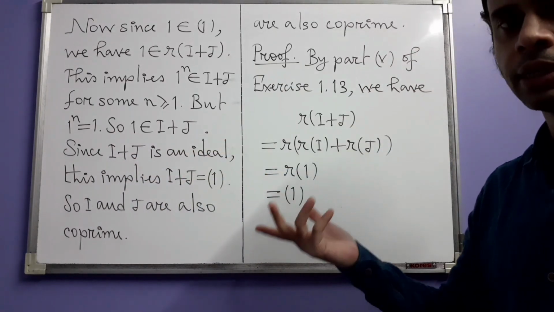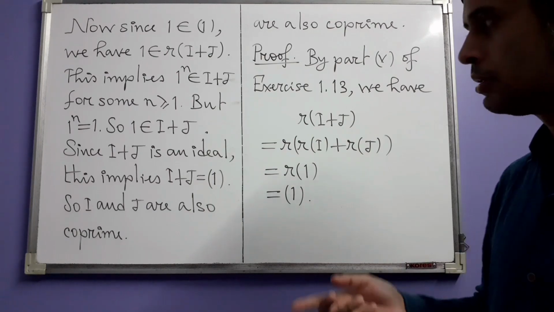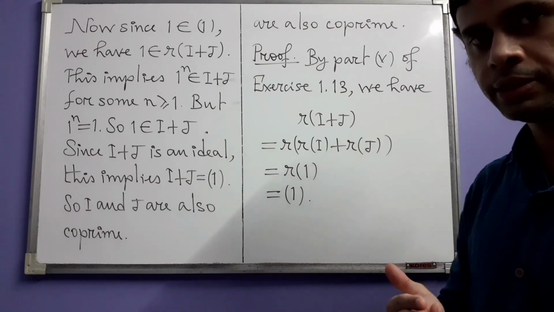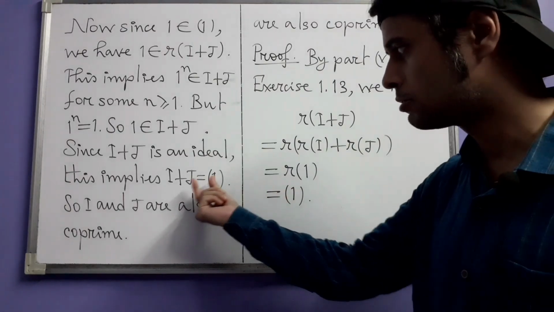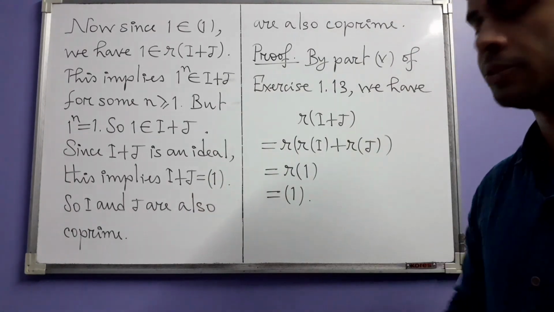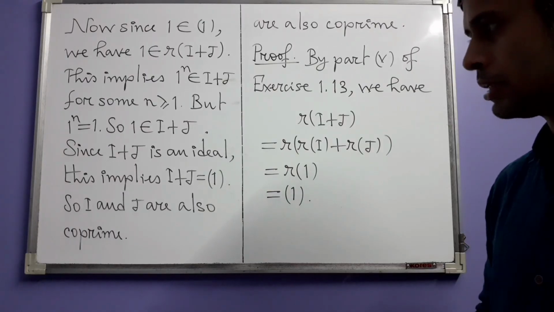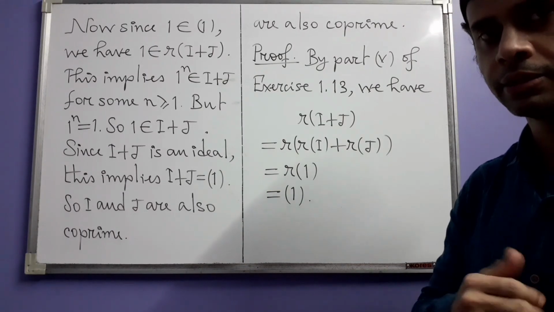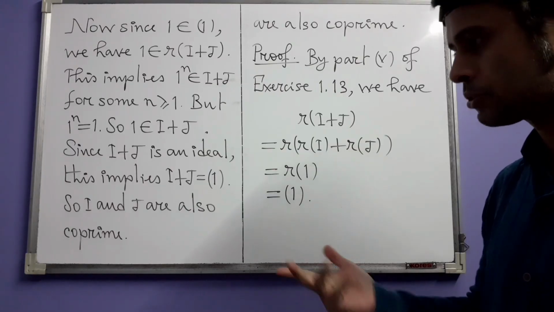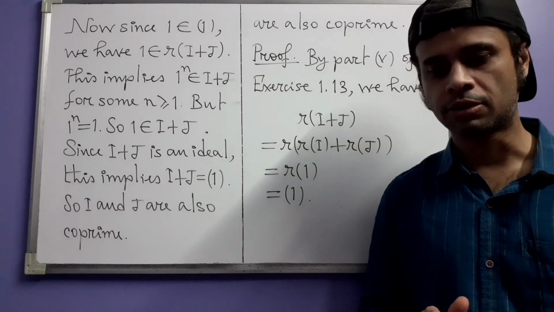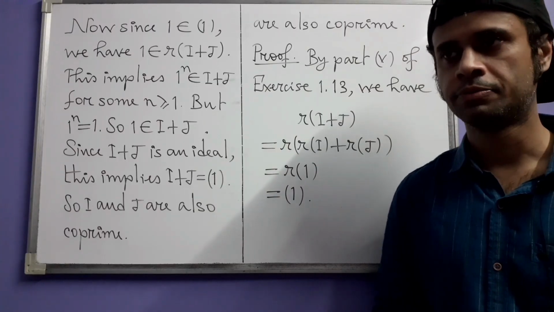But we already know that I plus J is an ideal, and whenever an ideal in a ring contains the ring's identity element, it has to be equal to the entire ring. So that way I plus J is also equal to 1. But that just means that I and J are coprime, just like the radicals of I and J are coprime. So that's the proof. And this ends our discussion on radicals for now.